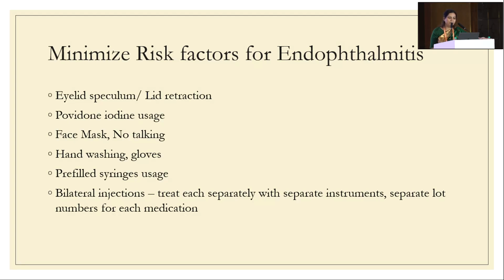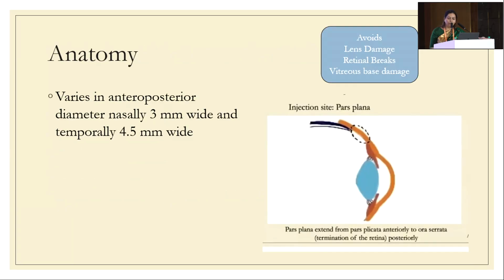To minimize the risk of endophthalmitis, use povidone iodine, and when we are injecting, we should not talk, so the face mask is very important. Use gloves and pre-filled syringes, and you can use a 30 gauge needle, and the distance has to be maintained. If the patient is pseudophakic, 3.5 mm; if the patient is phakic, then 4 mm.